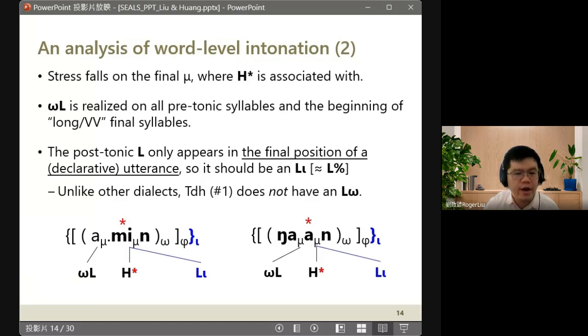The post-tonic L only appears in the final position of a declarative utterance, so it should be a close level or intonational phrase level boundary tone like L iota, which is in annotation equivalent to L percent. And unlike other dialects, Takituduc does not have an L omega or something like that.